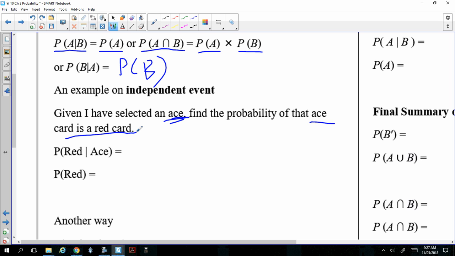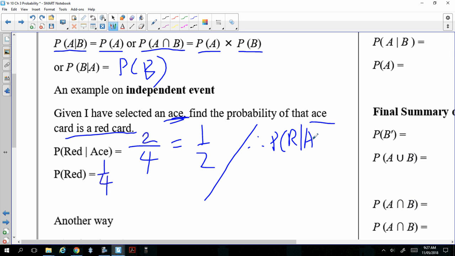Which is a half. Then we're going to find the probability of red. Now, the probability of red is a half. Are they independent? Oh, yes, they are independent. Red and ace are independent. Probability of red given ace: it should be 26 out of 52, which is a half. So red and ace are independent of each other.